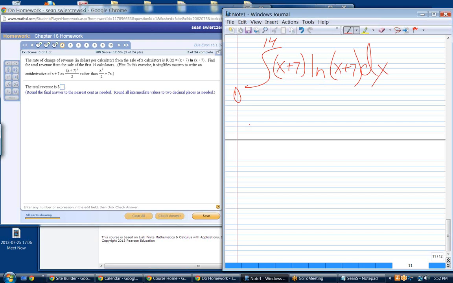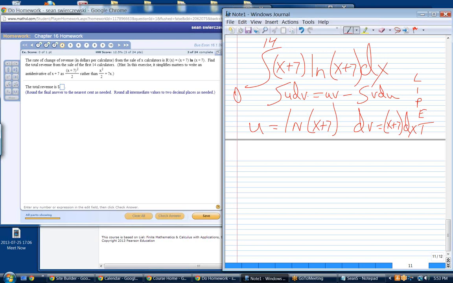So what should I let u equal? Natural log of x plus 7. Good. And how about dv? It's going to be x plus 7 dx. Correct. Remember, the primary formula is this. So we have to know all these things. We need u, which we know now. We don't know v yet, but we're going to integrate this thing on the right to get v. And we need du. So let's start by differentiating the left.